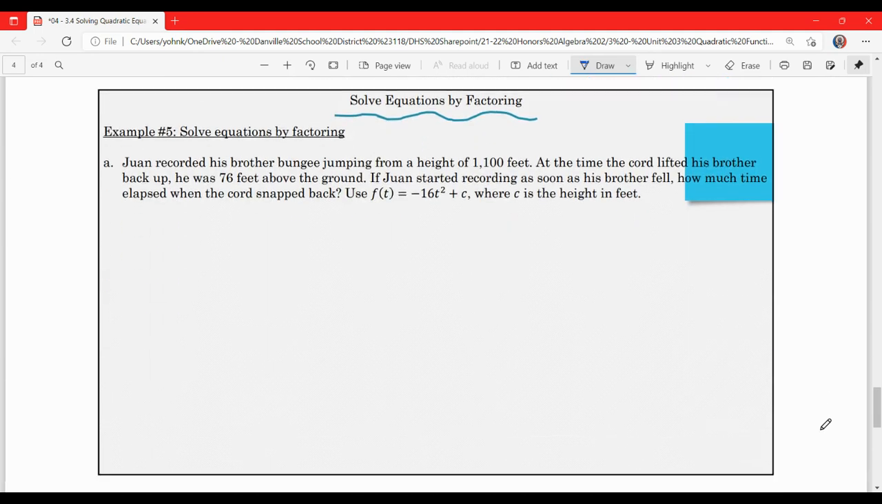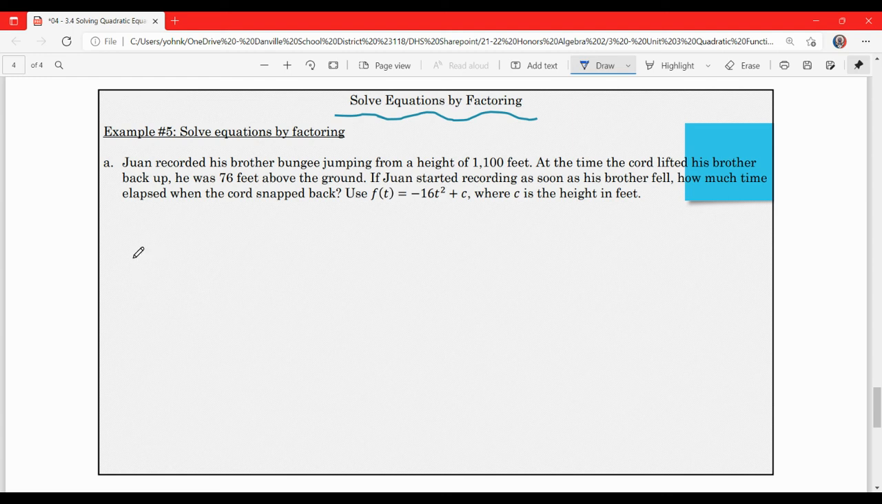Okay, now we have a word problem. Juan recorded his brother bungee jumping from a height of 1,100 feet. At the time the cord lifted his brother back up, he was 76 feet above the ground. If Juan started recording as soon as his brother fell, how much time elapsed when the cord snapped back? Use f of x equals -16t squared plus c, where c is the height in feet.